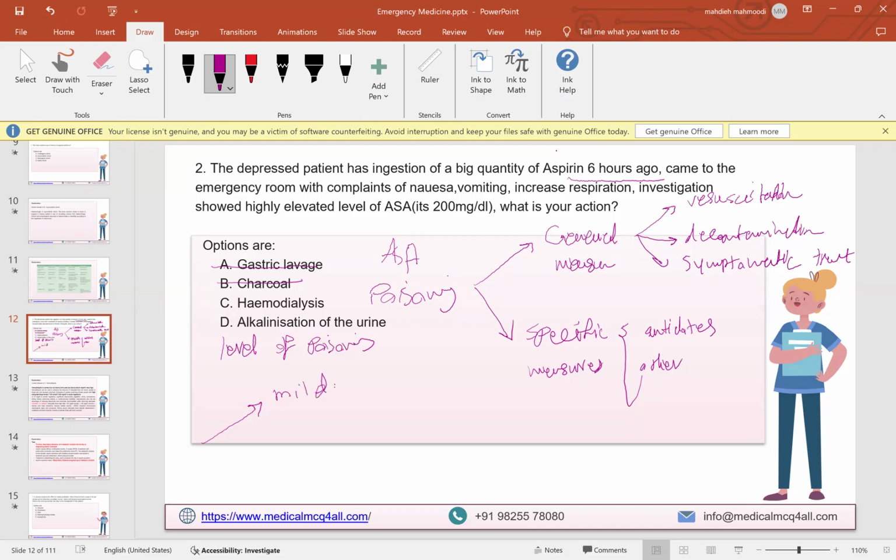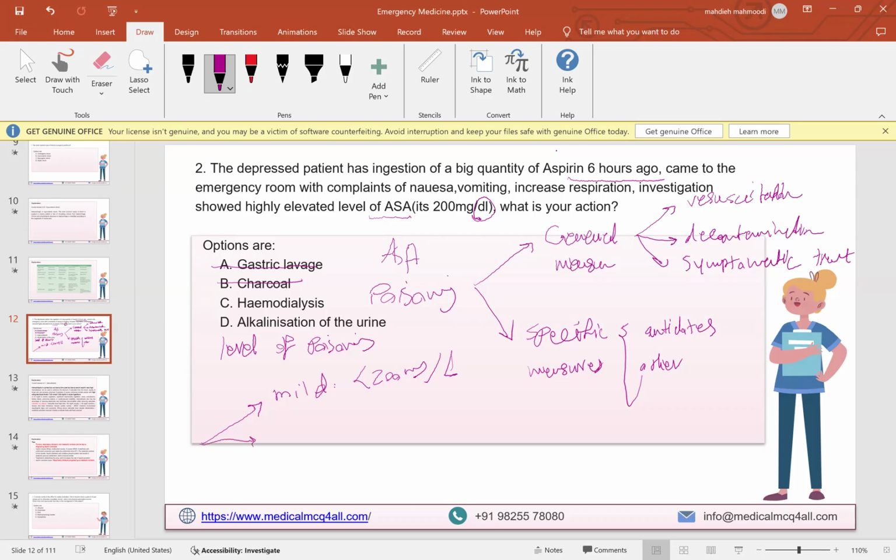In mild poisoning, if you do aspirin level, it's less than 200 milligram per liter, not per deciliter, per liter. In these cases, patients are usually asymptomatic or they have mild symptoms. You do just symptomatic treatment. You keep the patient under monitoring. After 6 hours of time, if your patient is stable and the level is still below this, you can let the patient go.